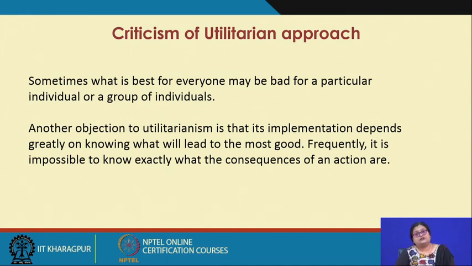Another objection to utilitarianism is that implementation depends greatly on knowing what will lead to the most good. Now here is again a gray area: who defines what is good and who defines what is most good? How do we know how much of doing something will lead to good and most good? So these are again very abstract definitions and hard to quantify, and we have to depend on the expertise of the people, maybe experts, to define this.